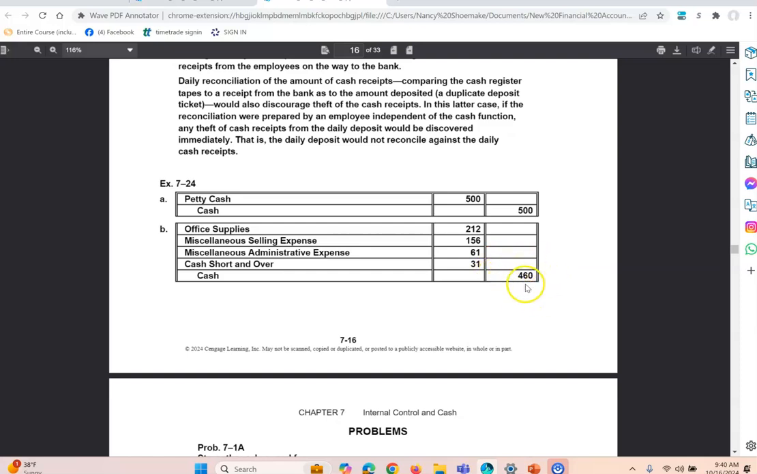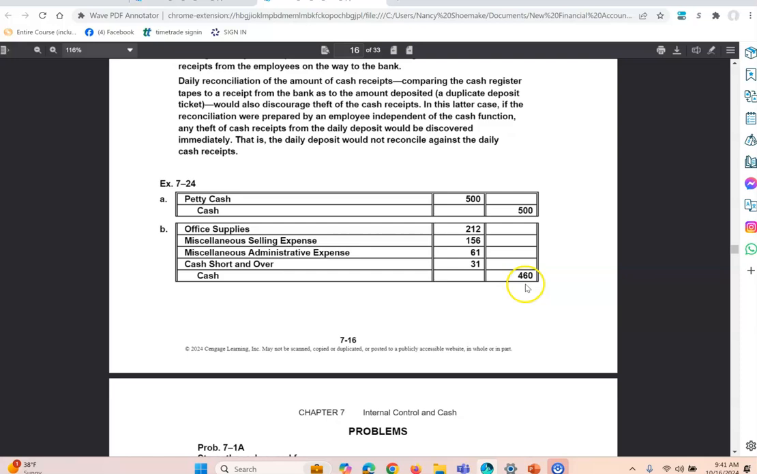of $460. So the key, guys, for this week is understanding internal controls, knowing how to complete a bank reconciliation, and then knowing how to show journal entries for bank reconciliations and for petty cash.